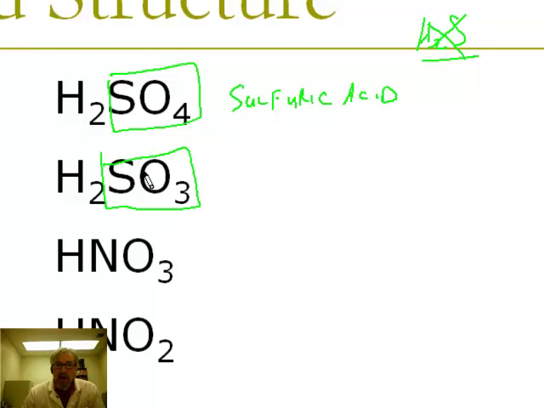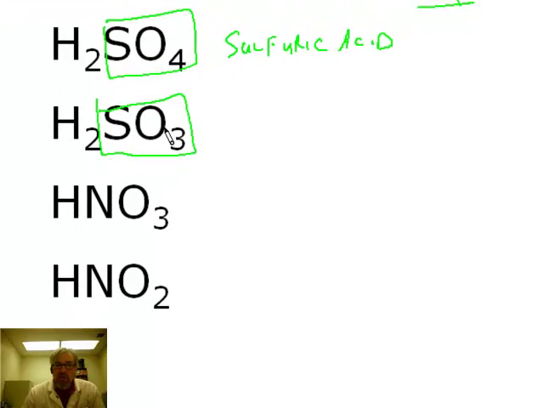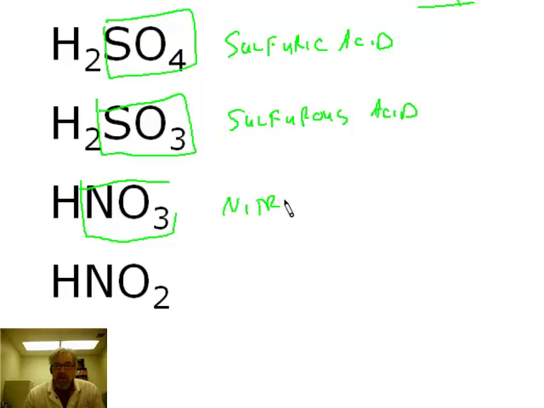SO3 was sulfite, so this would be sulfurous acid. HNO3, that's nitrate, so this is nitric acid. HNO2, this anion is nitrite, so this is nitrous acid.